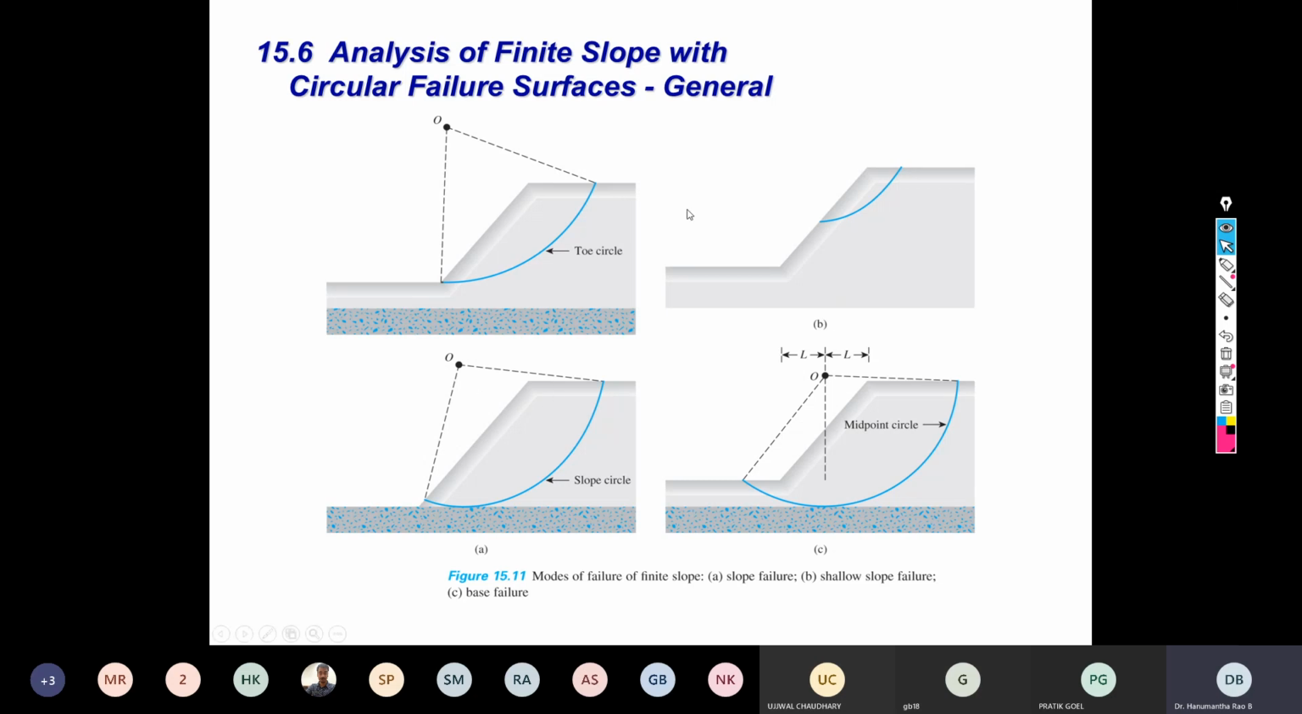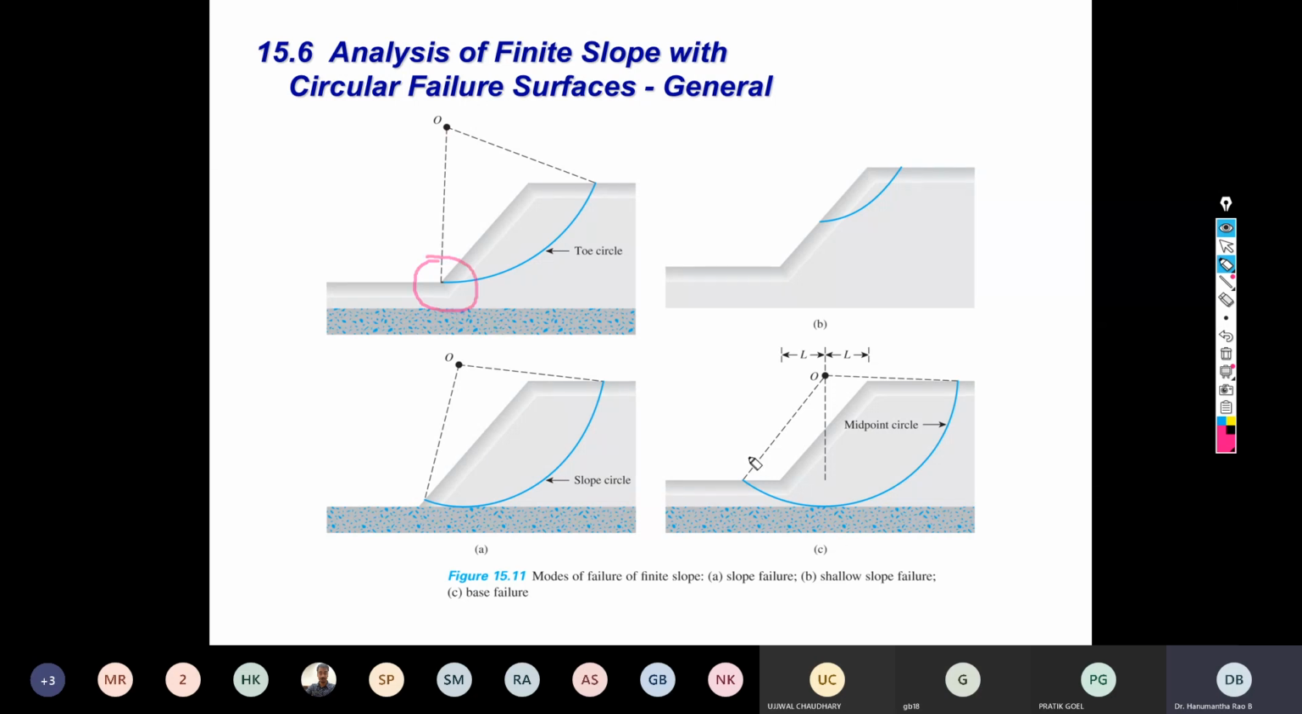But the most troublesome are the toe failure and the base failure, and especially between the toe failure and the base failure, the base failure is the more dangerous. The reason being, when you deal with the toe failure, the failure plane emerges at the toe of the slope. So usually the toe of the slope always remains confined to our particular boundary. That means the area within which you are working.